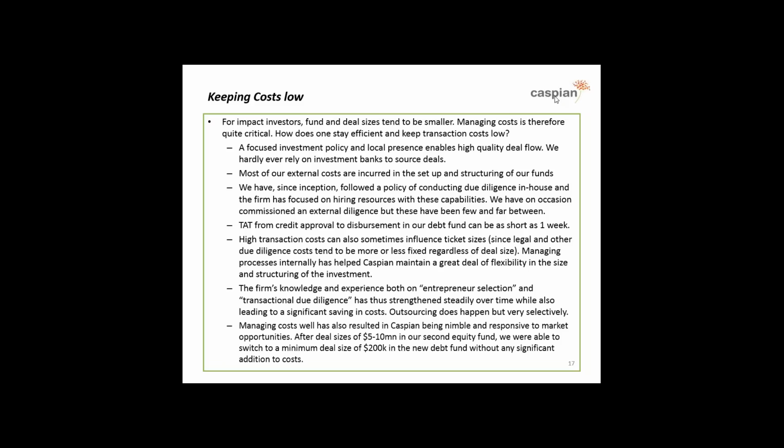So I'll just continue. I'm sorry, there's some technical issue, but on costs, all I'll say is, obviously, as impact investors, everyone who's here being engaged in the social impact space, our fund sizes and deal sizes do tend to be smaller, so managing costs is quite critical. And how does one stay efficient and still keep costs low?